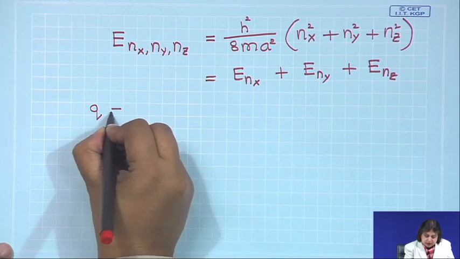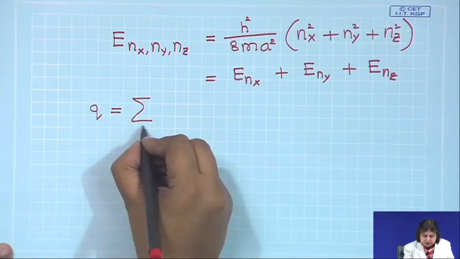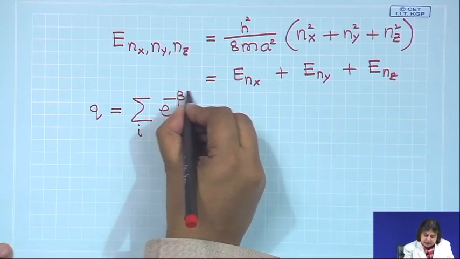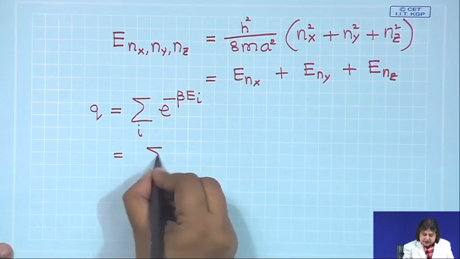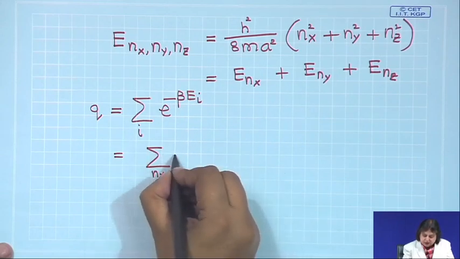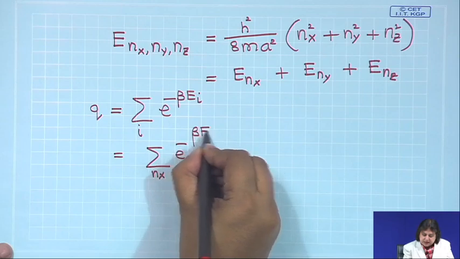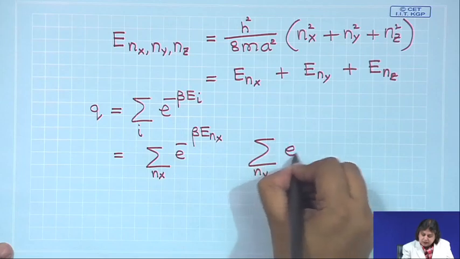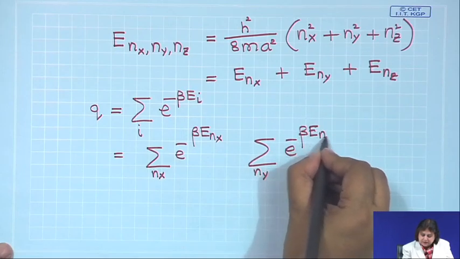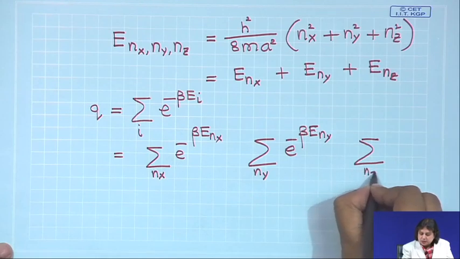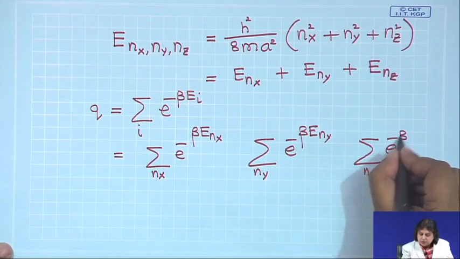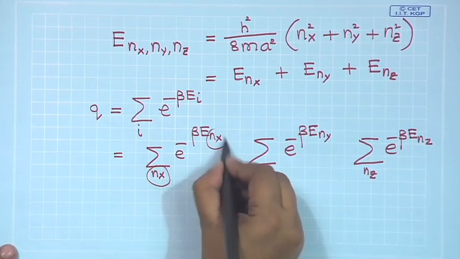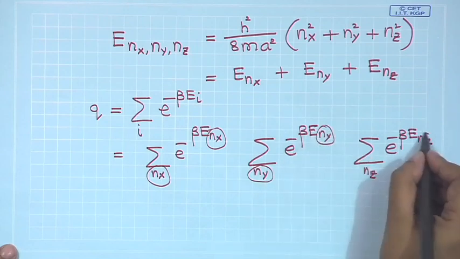So, what is small q? Now, small q is summation over all possible energy eigenstates into e to the power of minus beta Ei. Now, this can be written very easily as summation over all possible values of nx e to the power of minus beta Enx. Similarly, this is ny into e to the power of minus beta Eny, and the summation also goes over nz giving you e to the power of minus beta Enz. As you see, these are dummy indices, right? All of these three summations are the same.